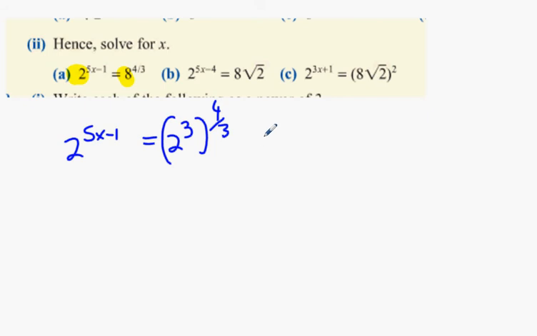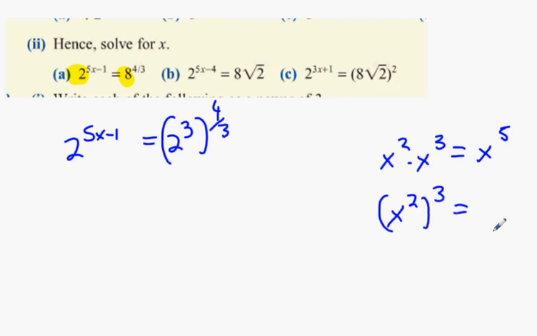Now there's three basic rules you need to know. Here are your 3 basic rules. First of all, can anybody tell me what x2 multiplied by x3 is? These are all on page 20 of your tables, by the way. x5. Can anybody tell me what x2 to the power of 3 is? x6. How would you remember the difference? One of them has 2 base numbers, and the other one has 1 base number, 2 powers.